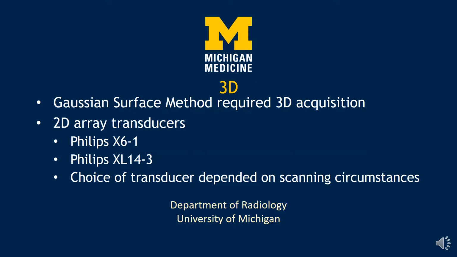As mentioned, the Gaussian surface method requires a 3D acquisition. In order to do a 3D acquisition, you need either 2D array transducers or you can use a mechanical 3D probe. The mechanical 3D probe works, but the acquisition is slow. So for this study, we used 2D array transducers, and we used either one or both of the transducers listed in any given case. The choice of the transducer depended on the scanning circumstances, typically the depth to the umbilical vein.